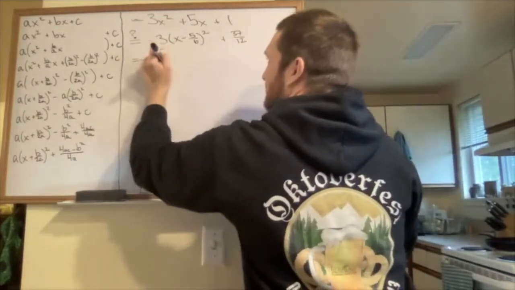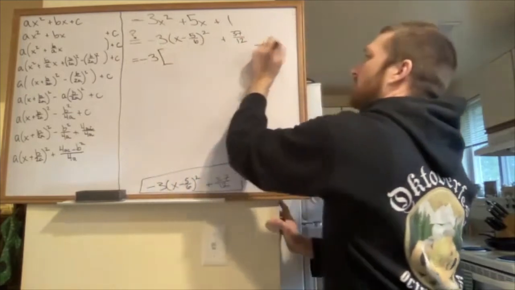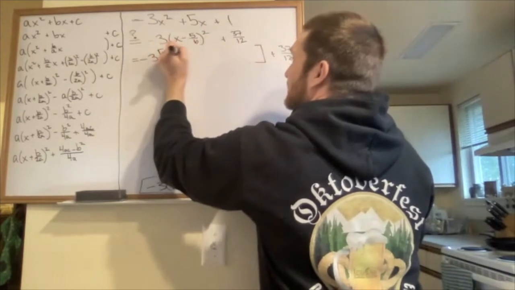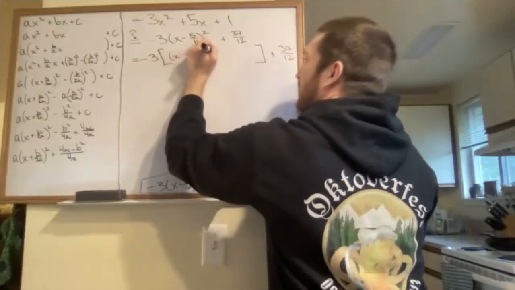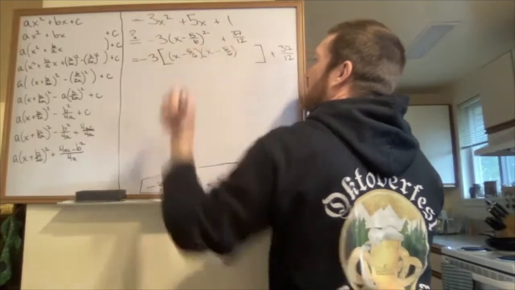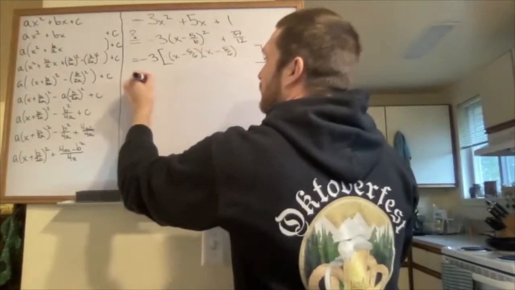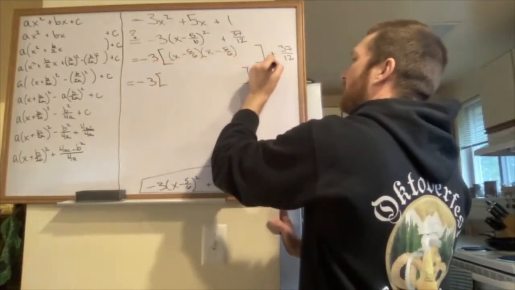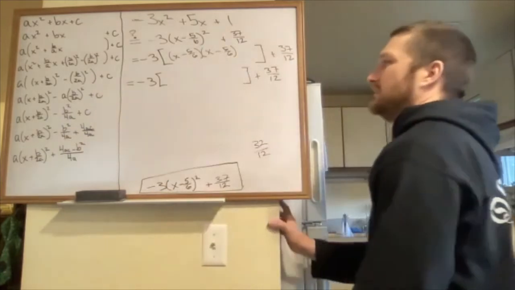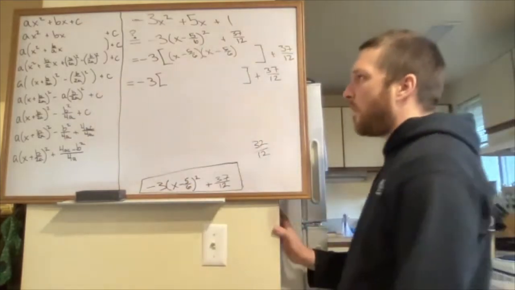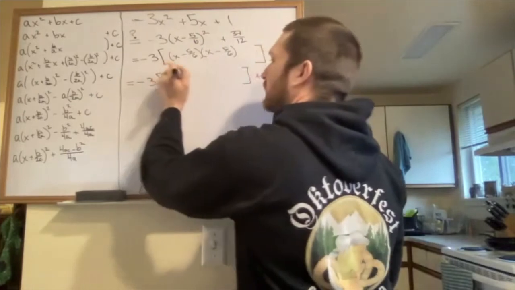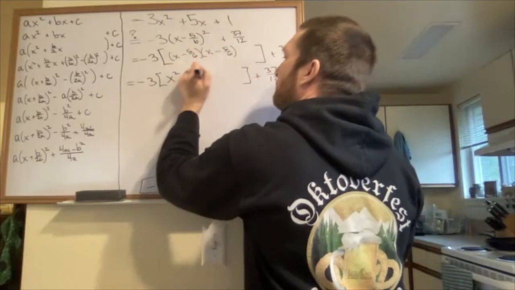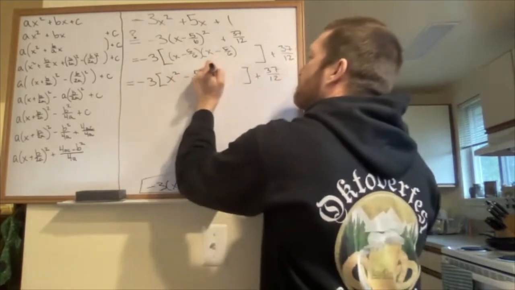Minus 3 times something I'm about to square out, plus 37/12. The thing I want to square out is this: (x minus 5/6) times (x minus 5/6). So negative 3 is going to stay on the outside. Please FOIL this out for me. What do I get? x squared minus 5/3 x plus 25/36.